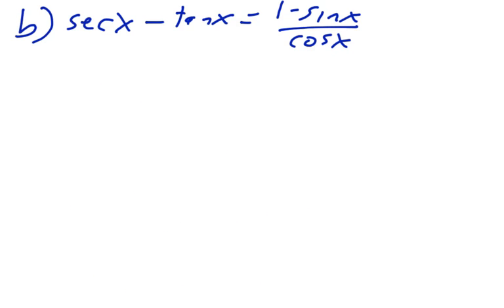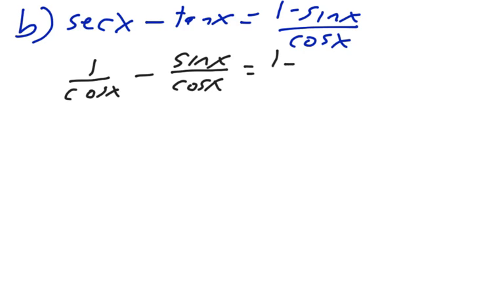In 1b we had secant x minus tangent x equals 1 minus sine x over cosine x. Well, the secant of x is the same as 1 over the cosine, and the tangent is the same as sine over cosine. I'm not changing anything on the right side because right now all we have is sines and cosines already.